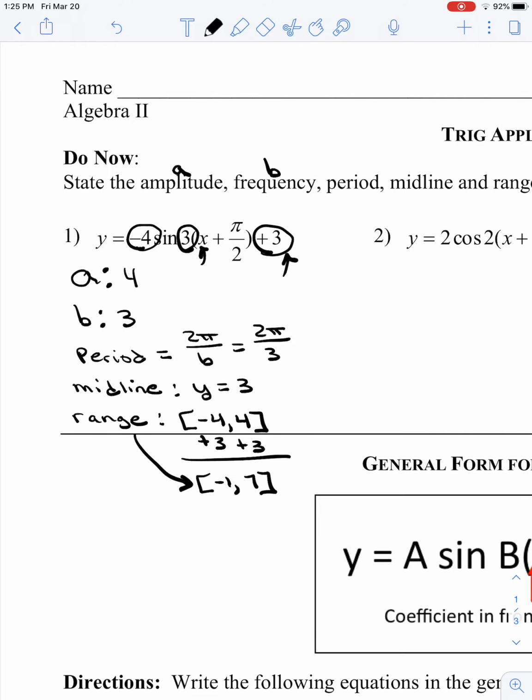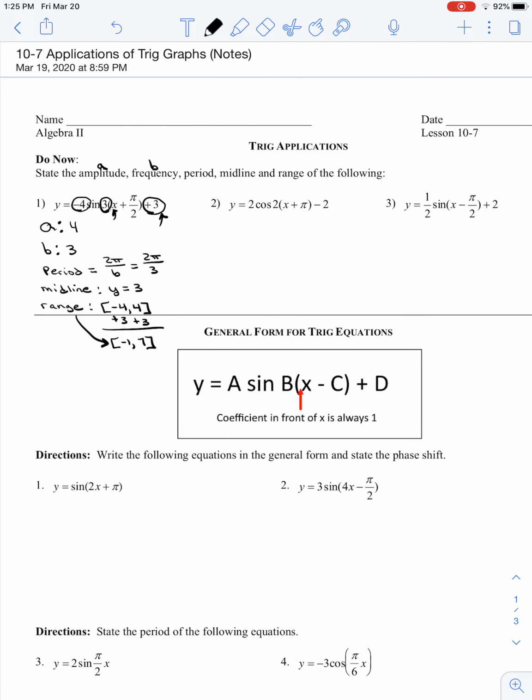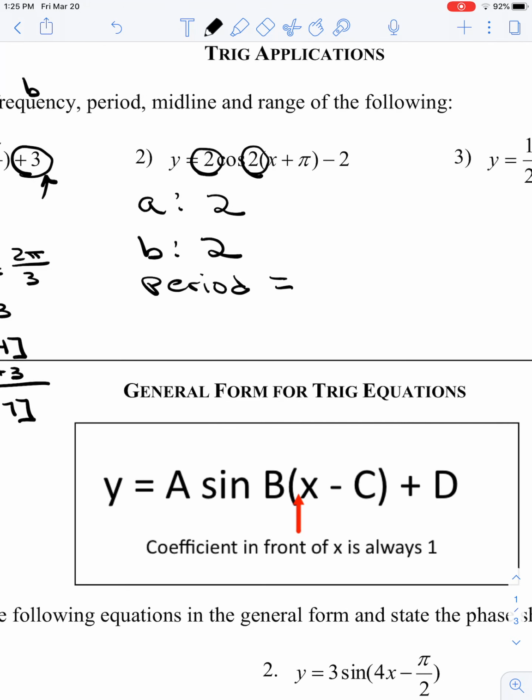Let's take a look at the answers to 2 and 3. So for question number 2, the amplitude should be 2. Your b value or your frequency should be a 2. The period is 2 pi divided by the frequency. Let me just zoom in a little bit. I'm learning how to use this new Apple Pen, so bear with me. This is actually my first video. So the period is 2 pi divided by your frequency, or 2 pi divided by b. So 2 pi divided by 2 would give me a period of pi.